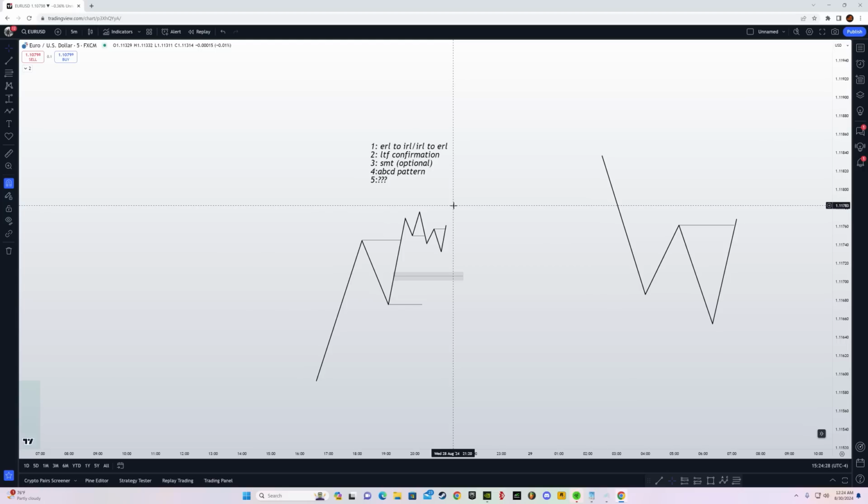And trust me, when you get another 5-minute market structure shift around this level, I guarantee you guys, you're going to basically get 1 to 2 guaranteed, and then price can also go somewhere around here.